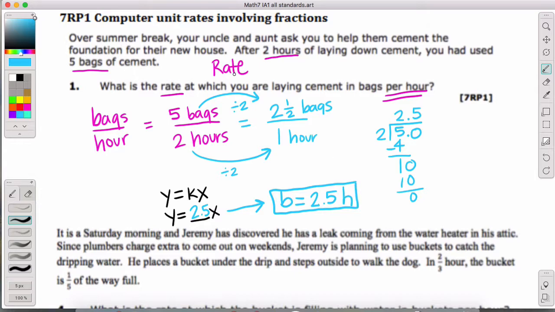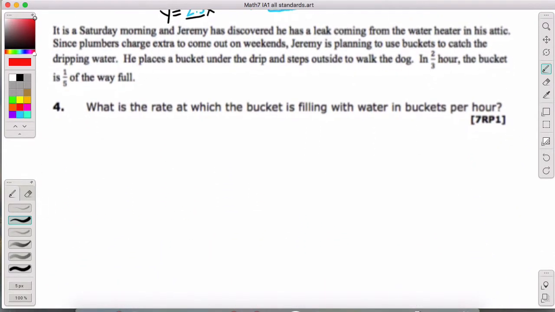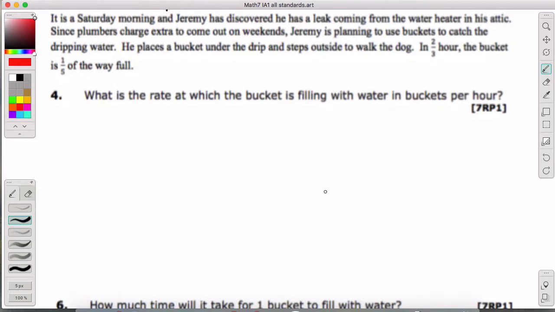So we started with a rate. We simplified to a unit rate. Let me label that as a unit rate. This was the unit rate. And then we used our unit rate to write an equation using b and h for bags and hours. So that was question 1. Make sure you took notes. Make sure you were thinking about your comparison of what you did on your problem to what you see on this problem. All right, question number 2.